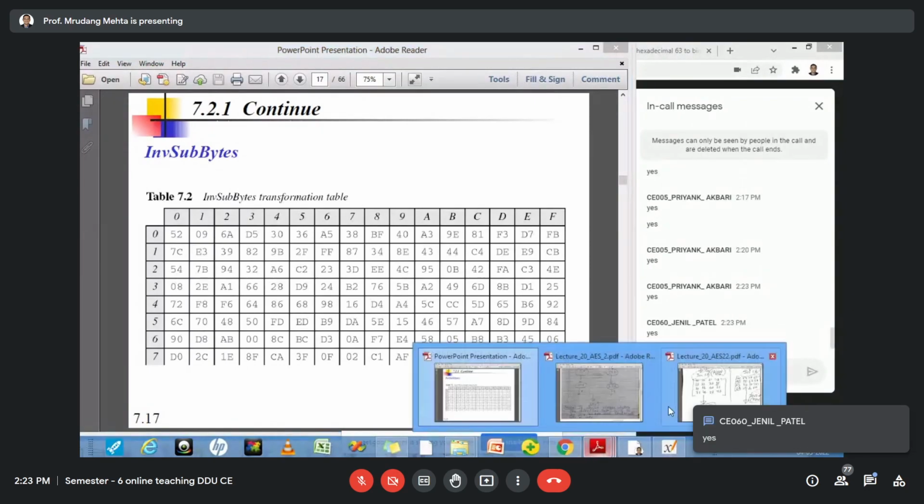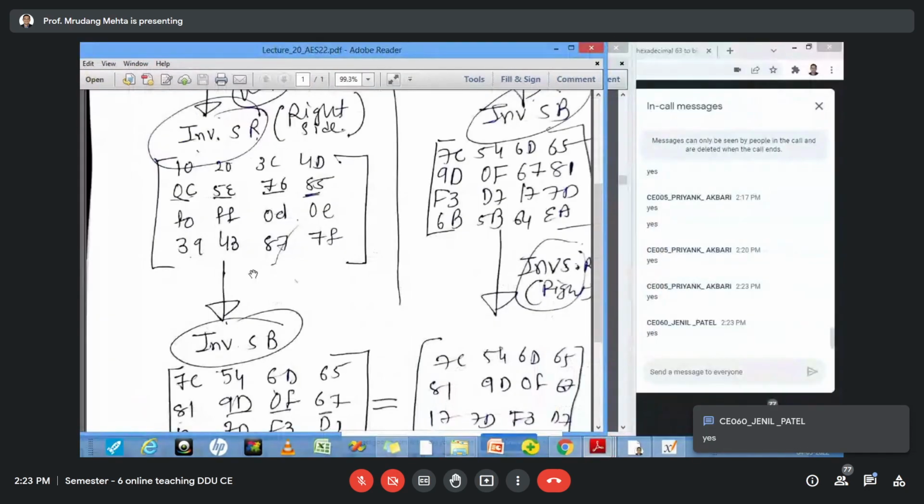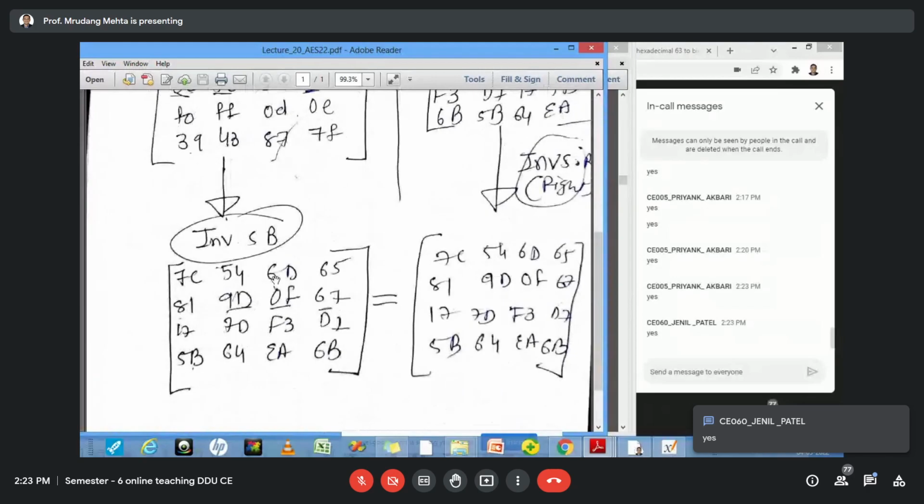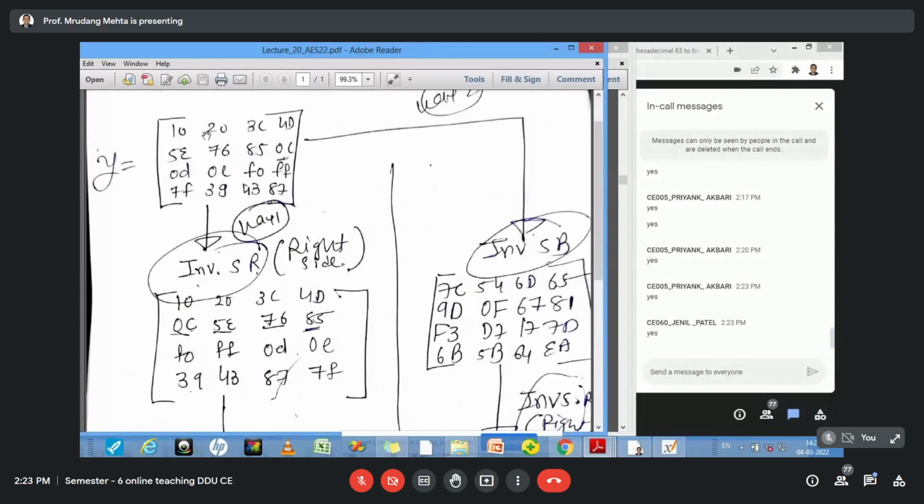Right. So what we say is that if we follow these two steps, we are getting this output 7C, 54, like that. All others are replaced. So now we take this Y and we actually perform inverse sub-byte first. So 10 is 7C, 20 is 54, 3C is 6D, and 4D is 65.